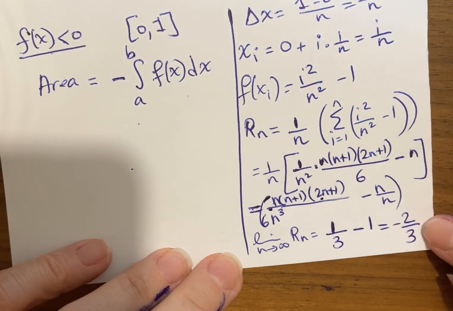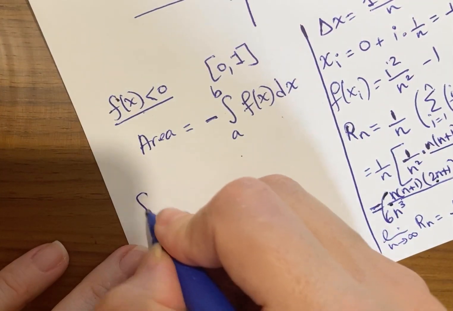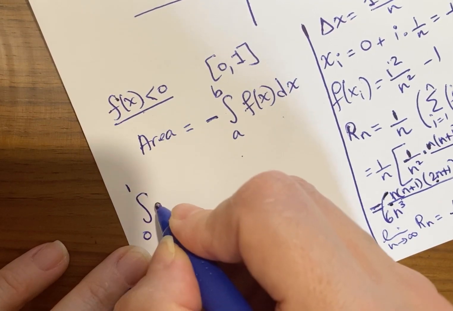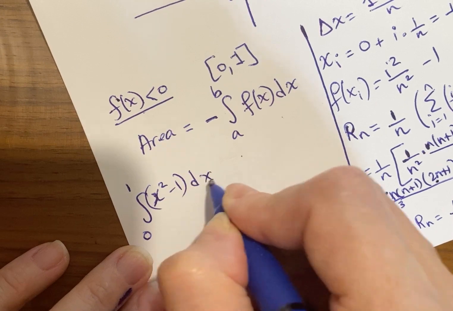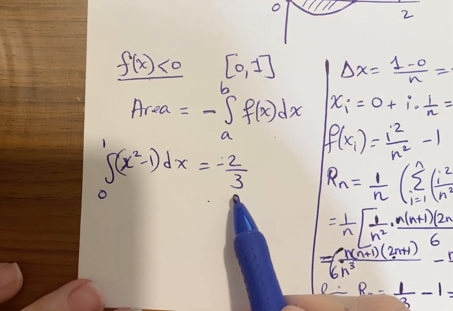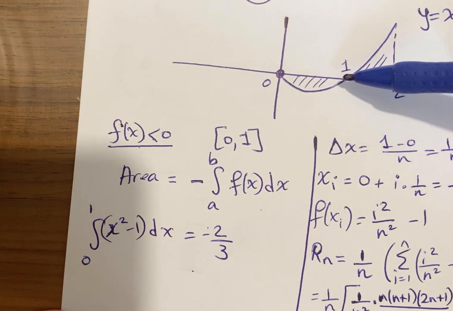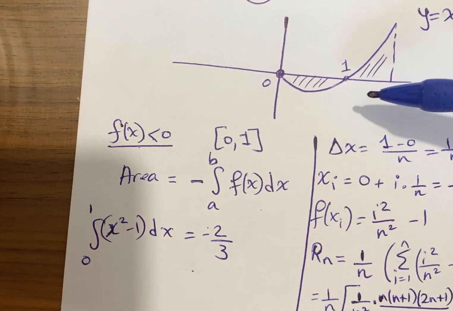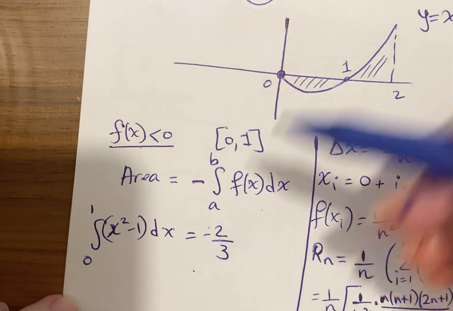Is the answer expected to be negative? Yes, it is. Why? Because this is nothing but the integral from 0 to 1 of x squared minus 1 dx. How much does it turn out to be? Minus 2 over 3. But this is expected because from 0 to 1, all the function is below the x-axis. So when I add all those function values that are negative and then multiply them by the width, which is a positive number, the answer in total will be negative.